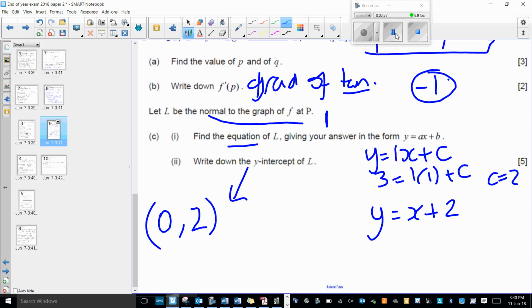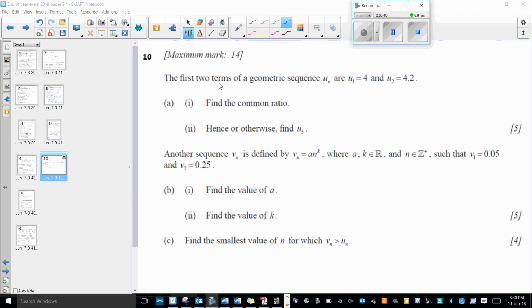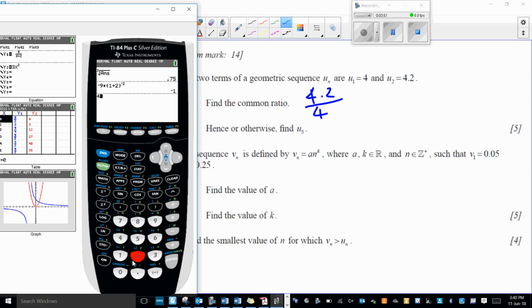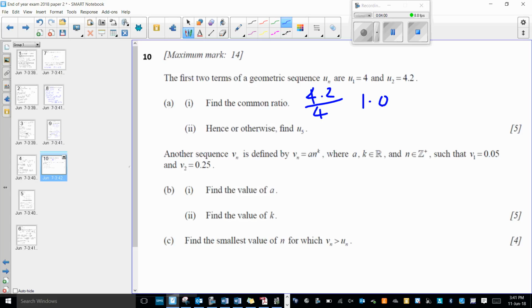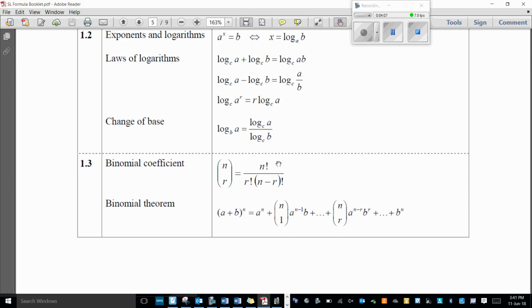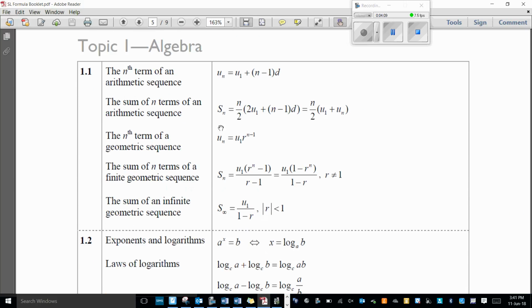And last question. So first two terms of a geometric sequence are given. Find the common ratio. So we're going to do 4.2 divided by 4. So it's 1.05. Hence or otherwise find U5. So we're going to use our formula. It's a geometric sequence.